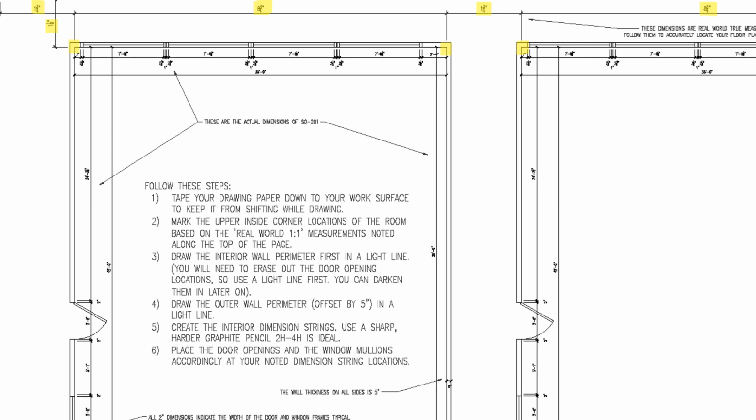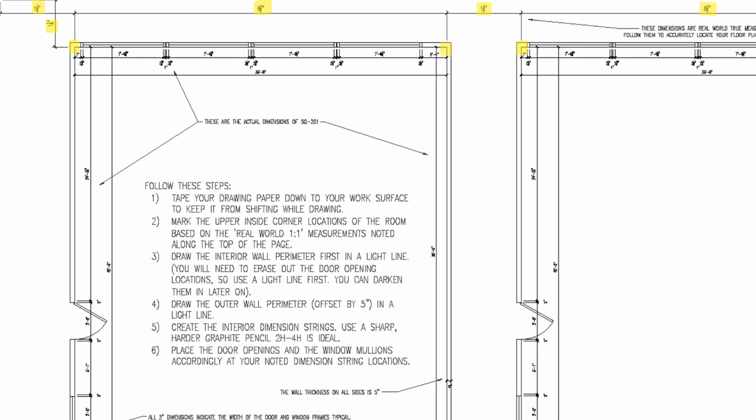Then the fourth step says, then draw the outer wall perimeter offset of 5 inches in a light line. Again, this is re-articulating what we just went over and exercised on our grid paper. And then it says to create the interior dimension strings, use a sharp, harder graphite pencil so that you can write legibly and see where you're placing these lines.